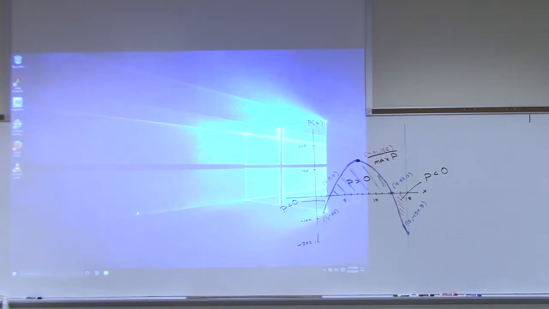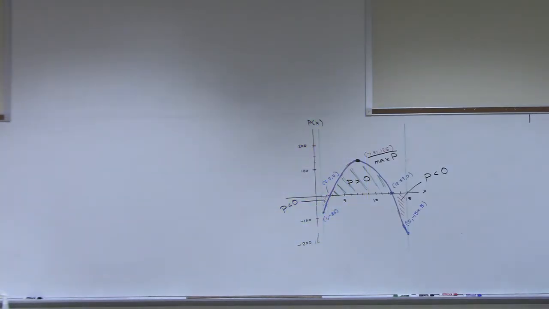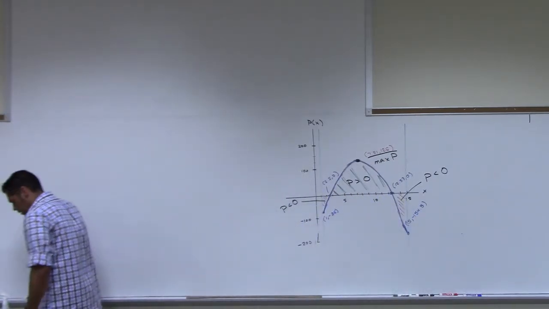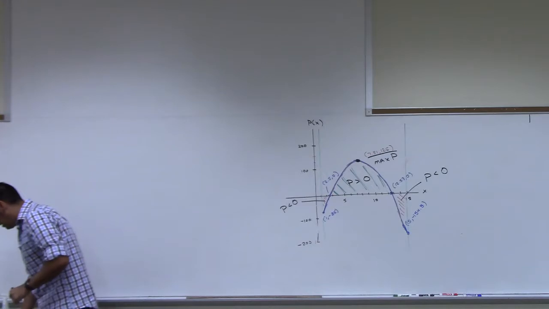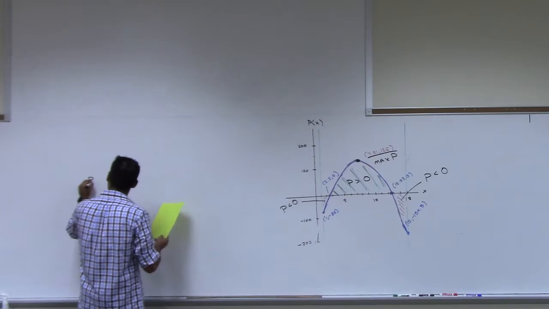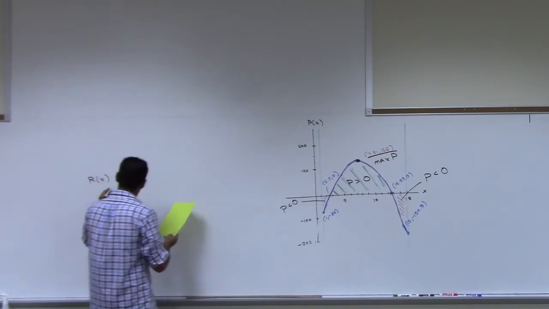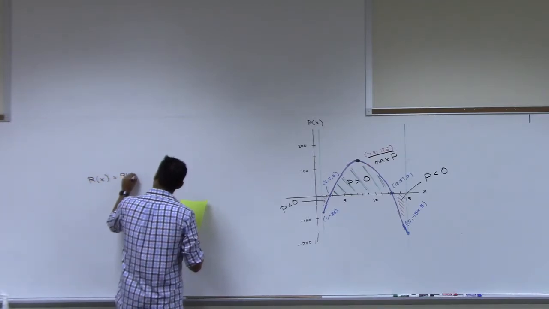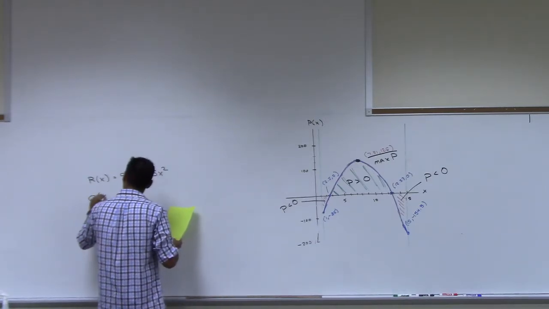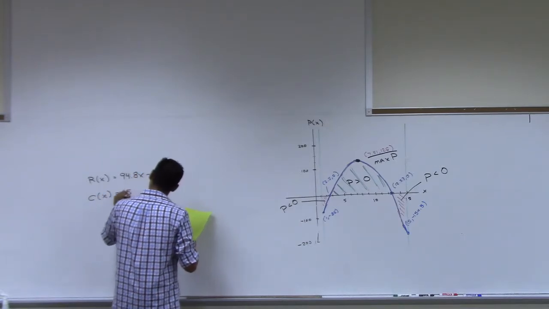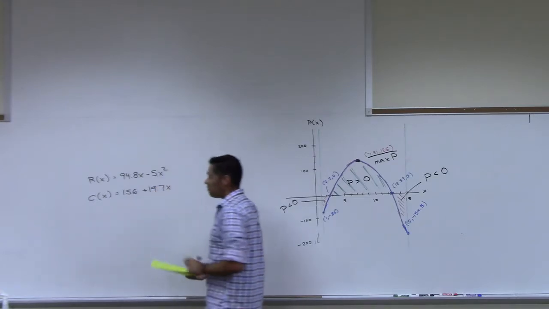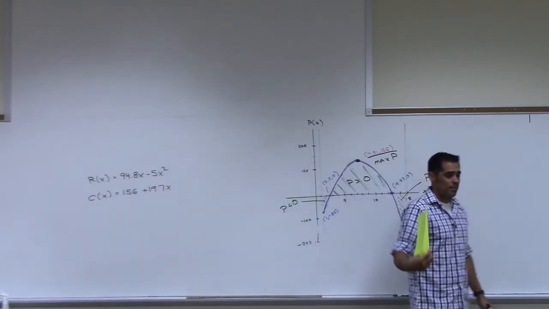Okay, I've got another one here. Do you know how we just had a revenue function, 94.8x minus 5x squared, and then we had a cost function that was 156 plus 19.7x? Right? We had that. And from this, we created the profit function?